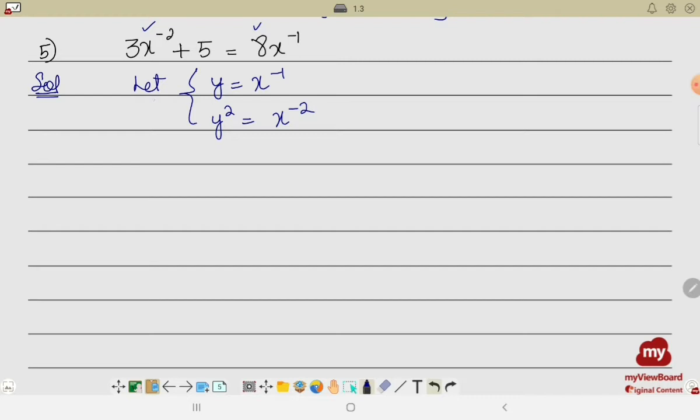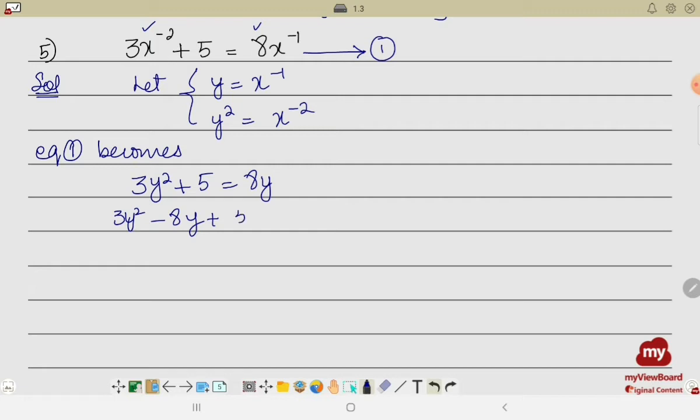So let's rearrange the equation. Our equation 1 after substitution will become 3 as it is. Instead of x raised to power minus 2 we'll have y square plus 5 as it is, 8 as it is, and instead of x raised to the power minus 1 we'll have y. There is one other method of solving this sum. You can solve it that way also, but since we are doing substitution, I have done substitution for you. Again, we are supposed to break the middle term.